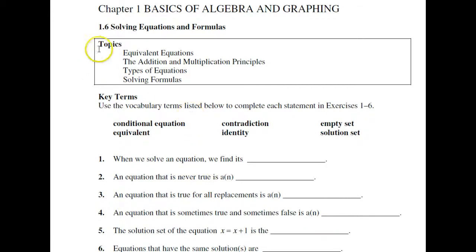We're starting topic 6 of chapter 1, solving equations and formulas. So we'll take a look at equivalent equations, the addition and multiplication principles used in solving equations, types of equations, and then solving various formulas for a particular letter.